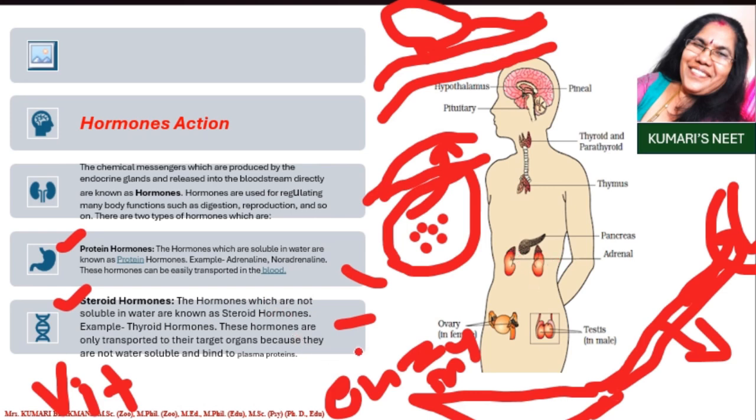Okay, for a steroid hormone example, we can see thyroid hormones. Thyroid hormones are secreted by the thyroid gland.